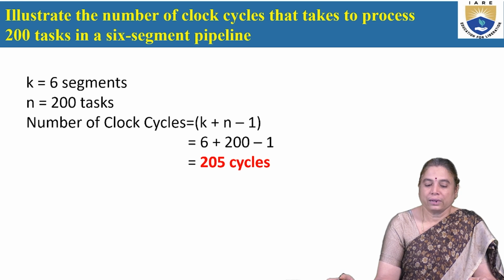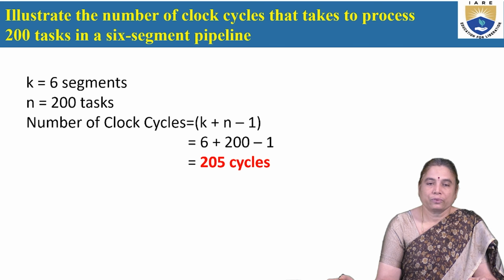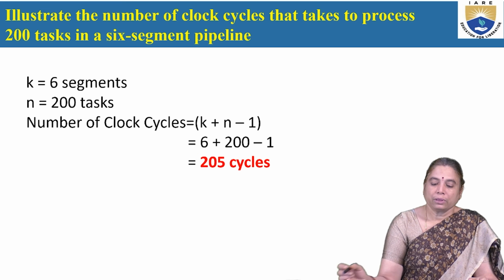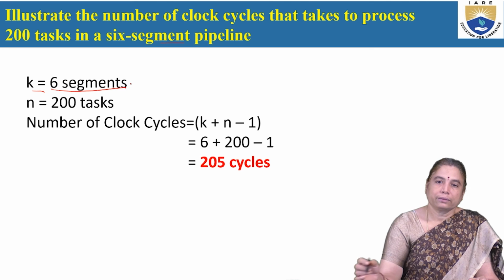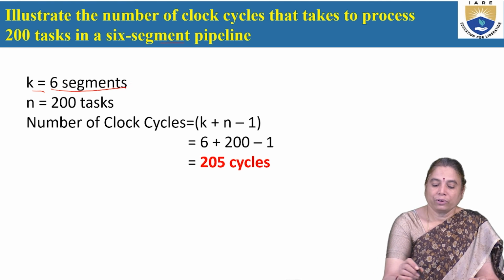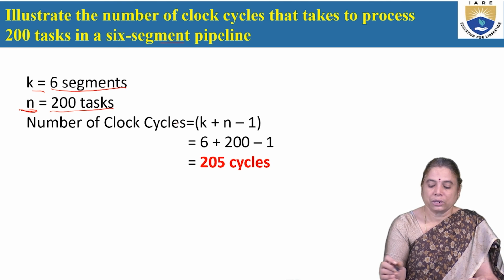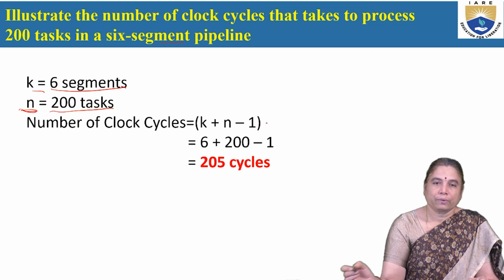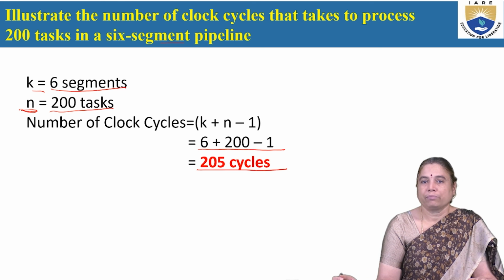Next question is, illustrate the number of clock cycles that it takes to process 200 tasks in a 6-segment pipeline. The number of segments is denoted with K, and there are 6 segments. The number of tasks is denoted with N, and there are 200 tasks. The formula for the number of clock cycles is K plus N minus 1. So that is 6 plus 200 minus 1. 205 cycles is the solution for this problem.